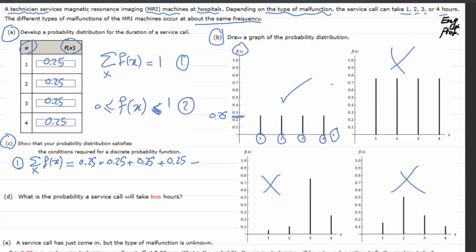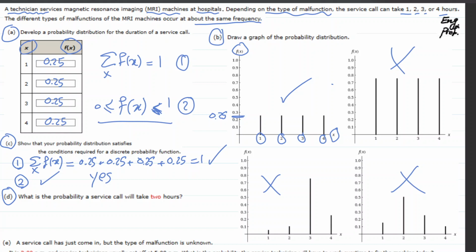So that is okay. And the second one, you can see that for all x values, f of x satisfies what is mentioned here. So that is also satisfied. Therefore, yes, it does. And then part D is asking what is the probability a service call will take 2 hours. Well, it's easy.